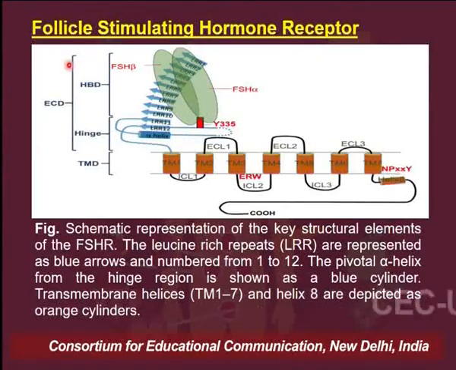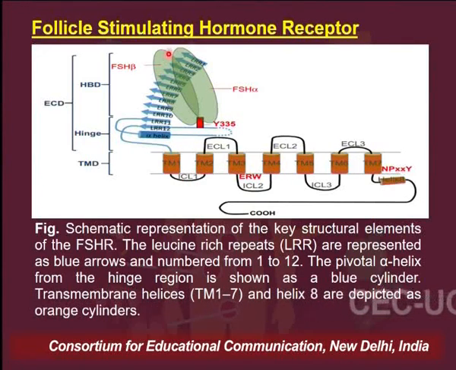So let us take an example of the follicle stimulating hormone receptor. The FSH receptor is a glycoprotein hormone receptor. It is a GPCR. You can see these orange cylinders; these are actually the transmembrane domains. There are these transmembrane domains ranging from 1, 2, 3 and up to 7. So there are 7 transmembrane domains.